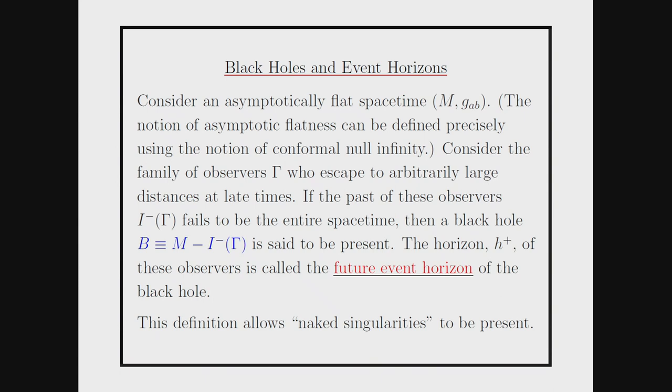We can do these definitions for a family of observers just as well as a single observer. Actually, in this case, I'm really fine even if I only consider a single observer that goes out to arbitrarily large distances at late times in a suitable sense. I'd have to be a little more restrictive in that, so why don't I consider the whole family of observers. If the past of those observers is not the entire spacetime, then we say that a black hole is present. The definition of the black hole is the spacetime minus the events that are in the past of this family of observers. And the horizon that I've just defined here, again for this family of observers, would be called the future event horizon of the black hole.